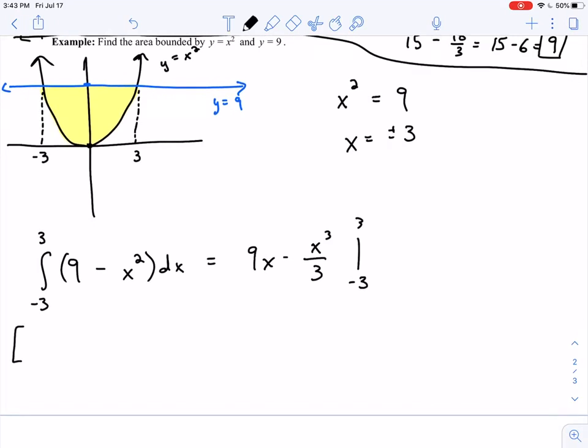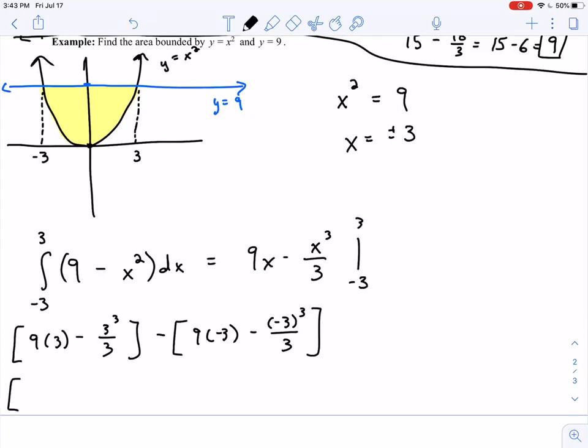So let's see here. I have 9 times 3 minus 3 to the third over 3, minus 9 times negative 3 minus negative 3 to the third over 3. Careful with your signs. So 9 times 3, I've got 27, minus 3 to the third, that would be 27 divided by 3, that's 9. Minus, over here, 9 times negative 3, I have negative 27, minus negative 3 to the third, which would be negative 27 divided by 3, minus negative 9.